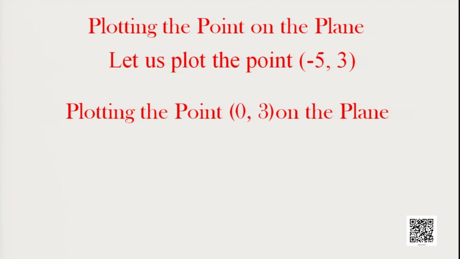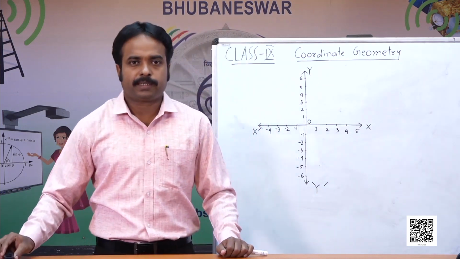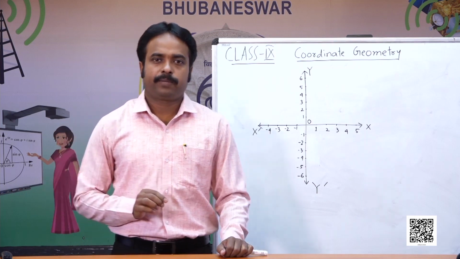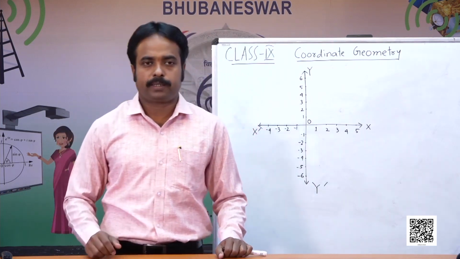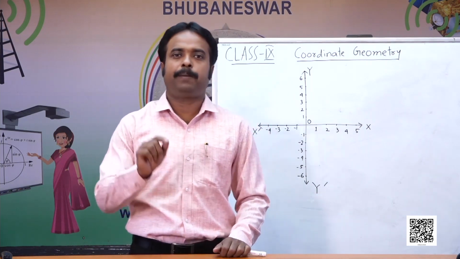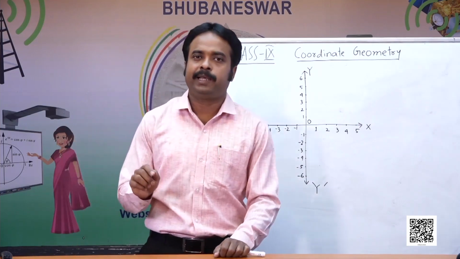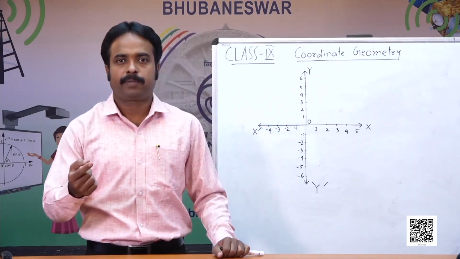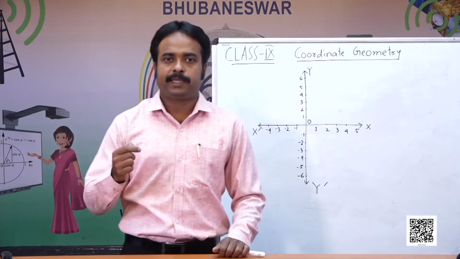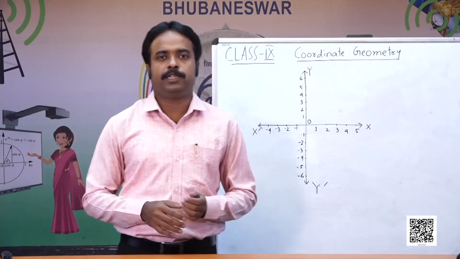So today we are going to discuss how, if the coordinates are given, we can plot that point. In the last class, we discussed that if a point is given on the Cartesian plane, then how can we say the coordinates of that point. Now, reversely, we have to discuss that if the coordinates are given, how can we plot these points?